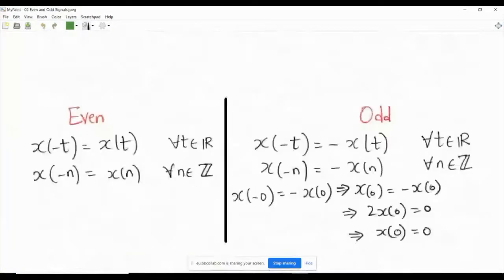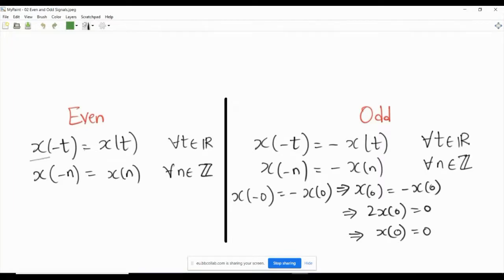We can classify signals. So we talked about periodic versus aperiodic. We talked about energy and power signals, or signals that are neither. Also, we can think of signals in terms of symmetry. They can be even, odd, or neither.